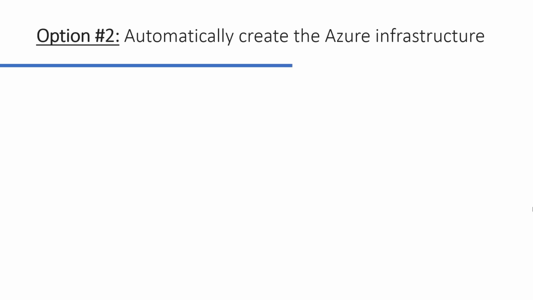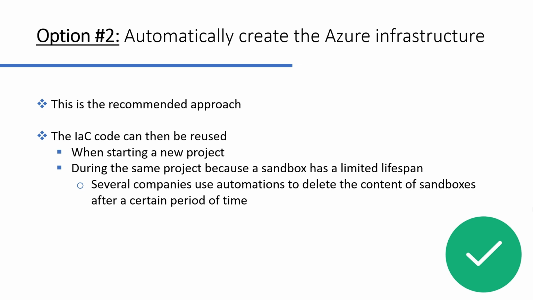The second option is to create that infrastructure in an automatic manner, and this is actually the recommended approach. The IaC code, the infrastructure code, can then be reused from project to project, and even during the same project in case our sandbox has been cleared and we need to recreate that infrastructure.